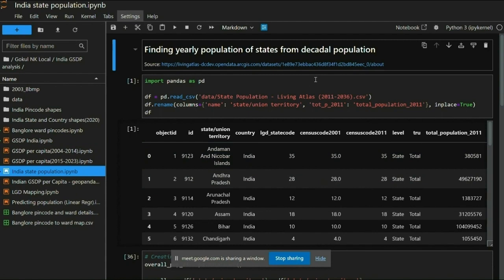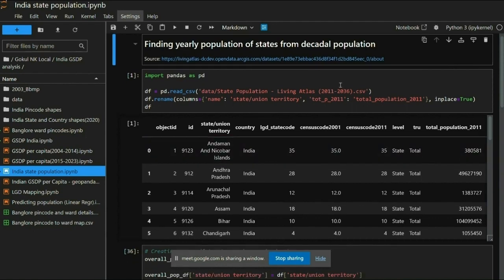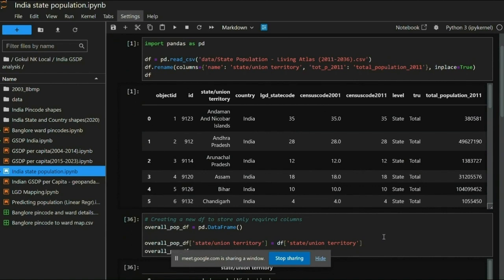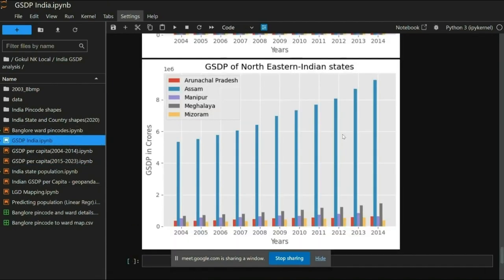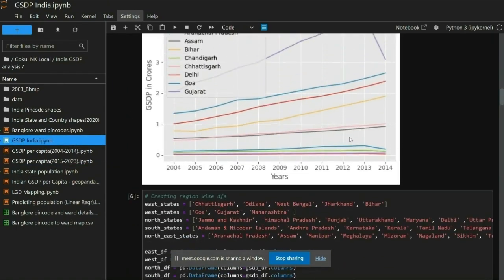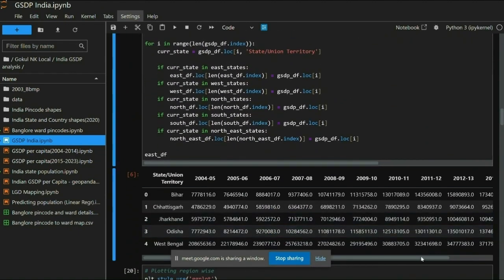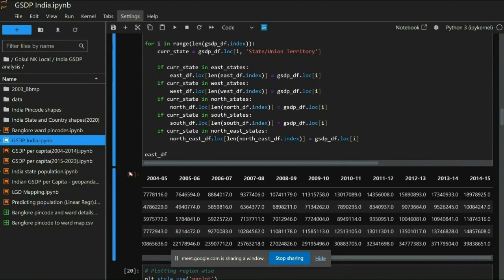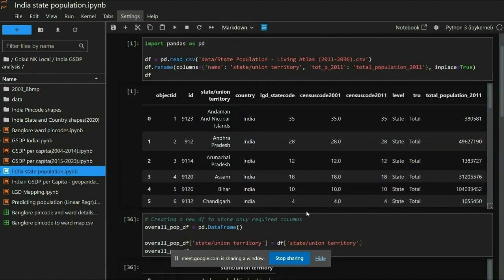Then we have loaded in this population data from the Living Atlas website, for which we only had 2011 data, but we have GSDP data from 2004 to 2023. Only the 2011 data is available. Here, 2014 to 15 cut here.